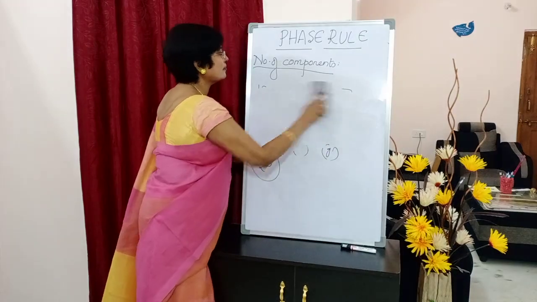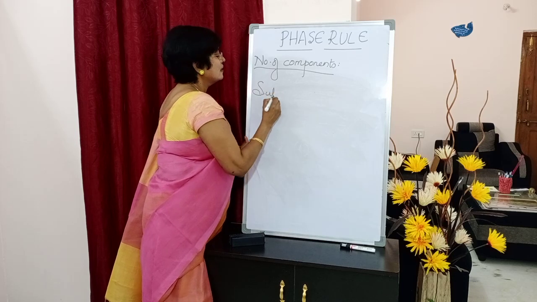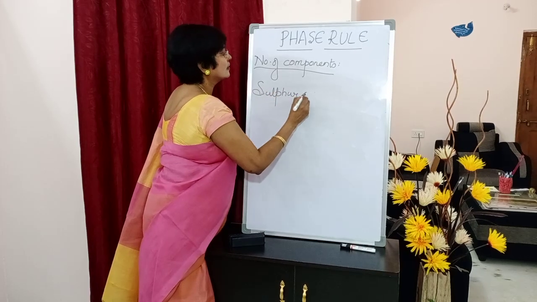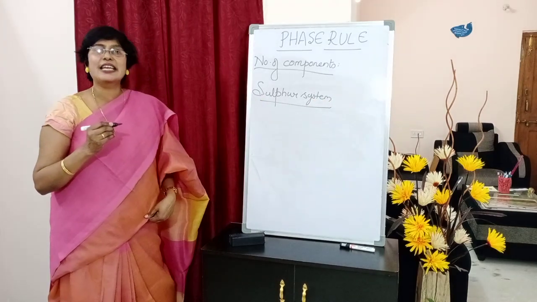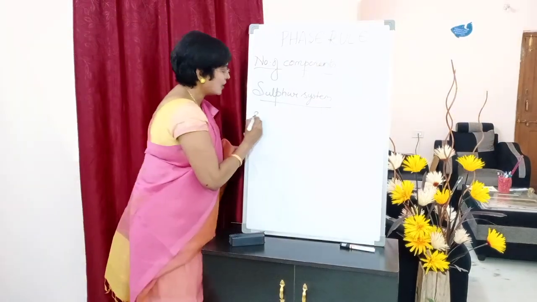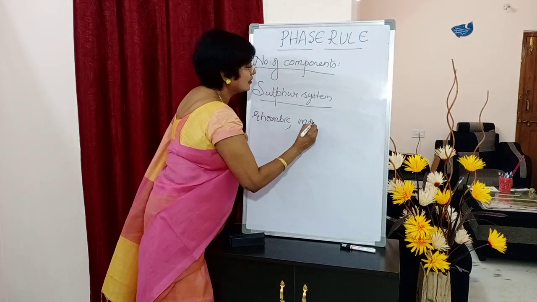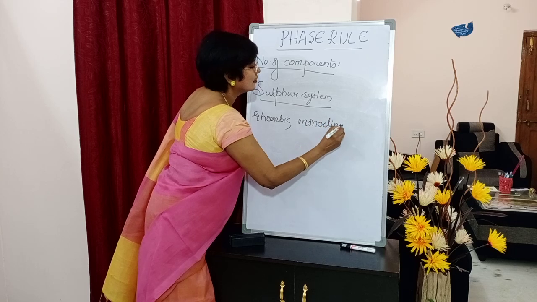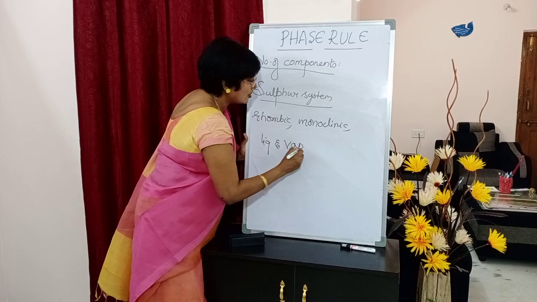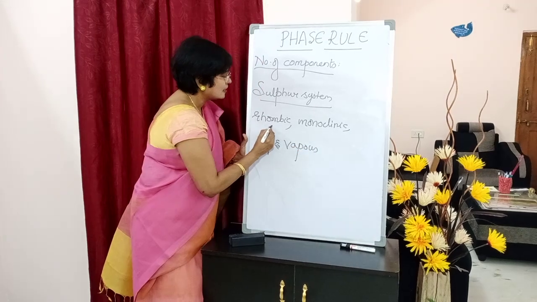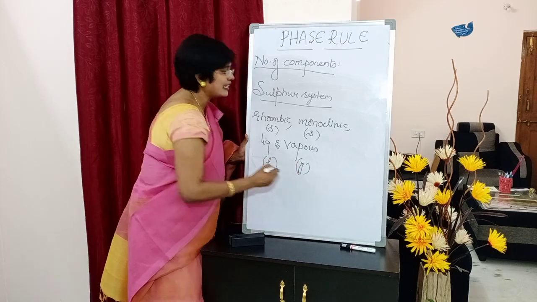Next example, take sulfur system. Sulfur system can exist in 4 phases. What are they? Rhombic, monoclinic, liquid and vapor. So what are the 4 phases, students? Solid phase, liquid phase and gaseous phase.